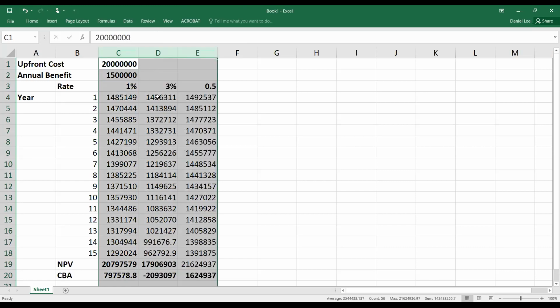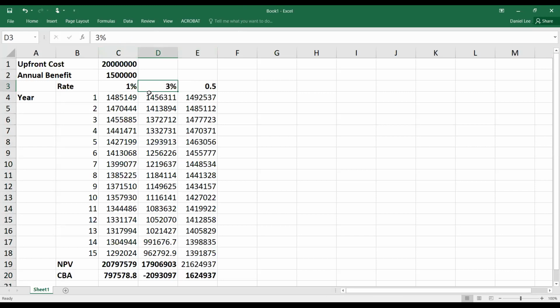All right, well, I came up with 3%. 3% does not pass cost benefit. We discount it the same way. And what we see is the net benefits are about 1.8 million. But the upfront, or sorry, I should say 18 million. But the upfront cost is 20 million. So 18 million of benefits for the next 15 years does not beat out the upfront cost of 20 million.